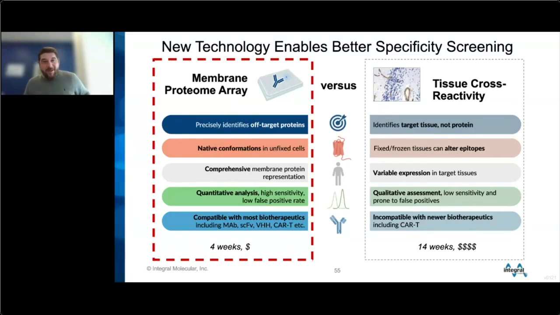And all important also is the timeline and the price. We are significantly cheaper than a TCR study, and the timeline is significantly shorter. In about a month, we can turn over a study like this and help our customers identify potential off-targets for their clinical pipeline.